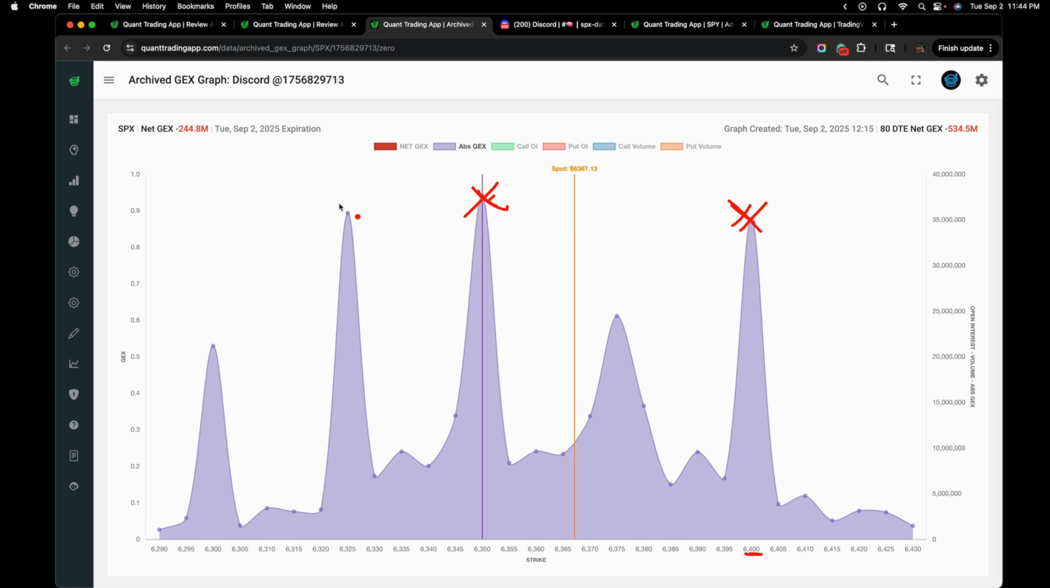So at this point, whenever you see three strikes like this, as the day progresses, the closer and closer the spot price gets to any of these key strikes, the absolute gamma is going to grow. That's just the dynamics of how gamma exposure works. Again, check out my previous videos on gamma exposure.